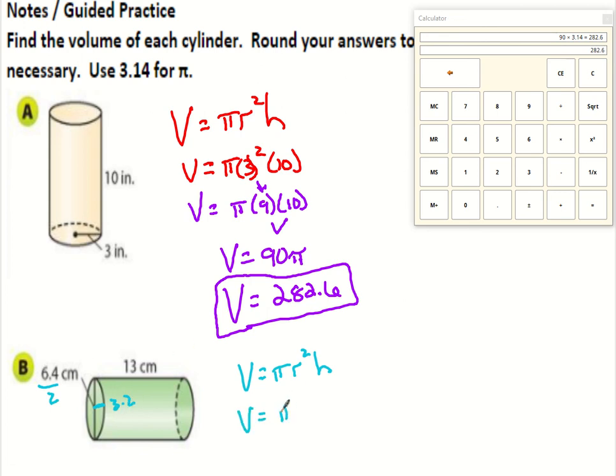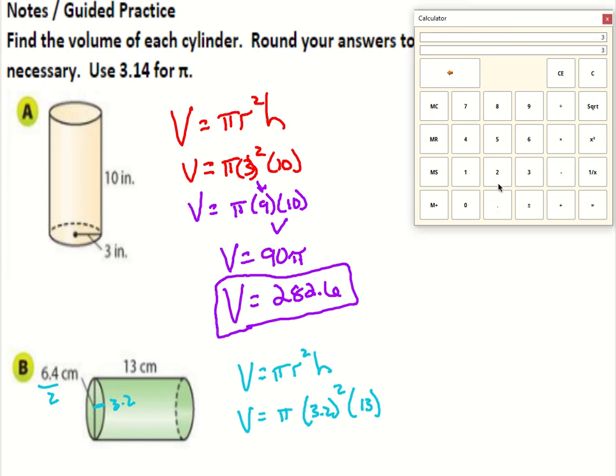So this is pi times my radius, which is 3.2 squared, times the height, which is 13. Because the height isn't necessarily the distance up and down, it's the distance from one circle to the other circle. So if this is a cylinder that's just on its side, but the height is still 13, because that's the distance from the 2 circles. Now I just got to use my calculator to solve.